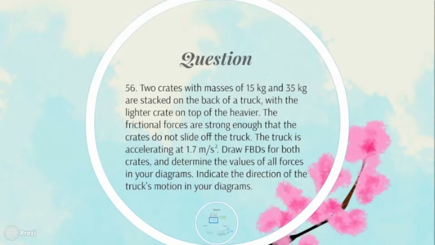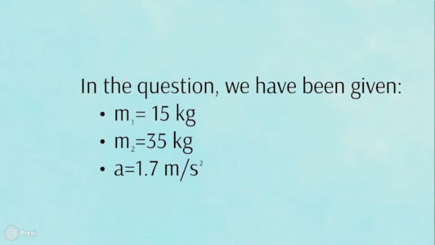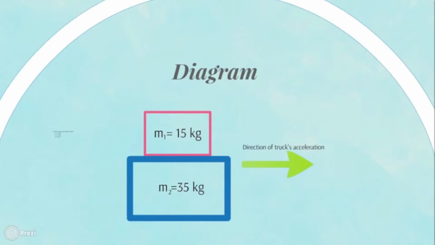Draw free body diagrams for both crates and determine the values of all forces. Indicate the direction of the truck's motion in your diagrams. In the question, we have been given mass 1 is equal to 15 kg, mass 2 is 35 kg, and the overall acceleration of the truck and the crates is 1.7 meters per second squared. In the diagram, mass 1 is on top of mass 2, and the direction of the truck's acceleration is to the right.